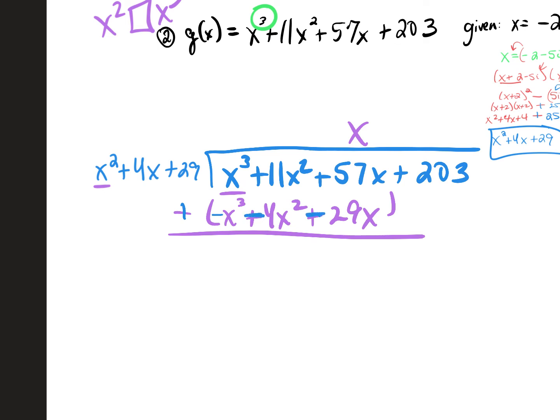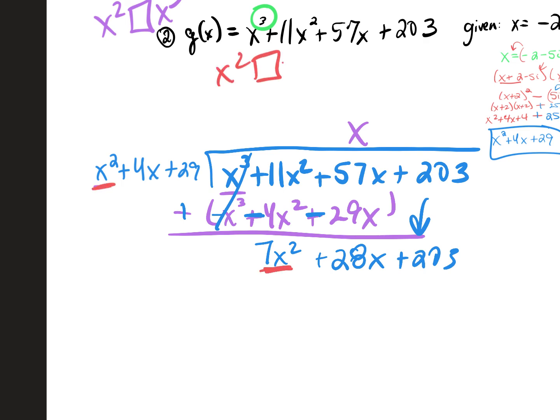57x minus 29x is going to give me 28x. 11x squared and a negative 4x squared is going to give me a positive 7x squared. My x cubes cancel out, and I bring down my positive 203. So now again, first term, x squared into 7x squared. Well, x squared times what gives me 7x squared? That's going to be a positive 7.